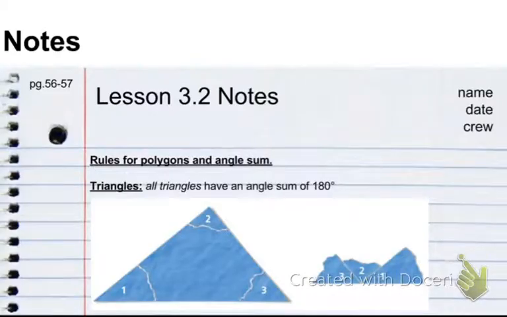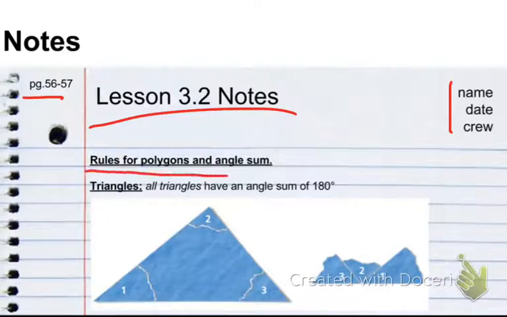Let's start out with our notes today. And we want to make sure we have the title of our notes, lesson 3.2 notes, that we have the name, date, and crew, and we have the page numbers, 56 through 57. We want to do that again for reference. Now, the header for this is rules for polygons and angle sum. And let's start with triangles first.